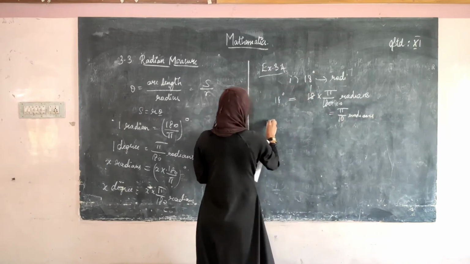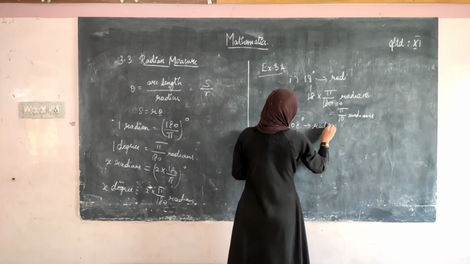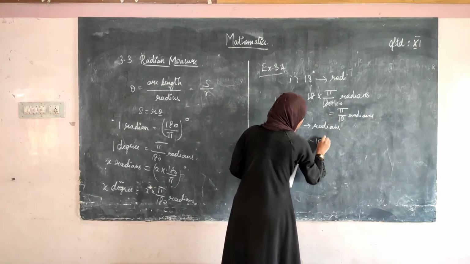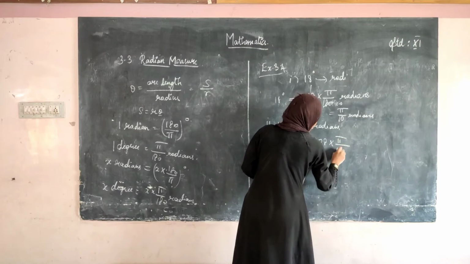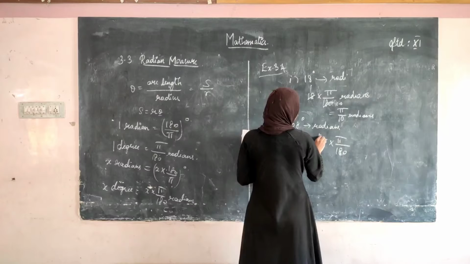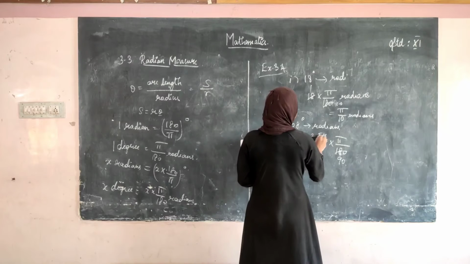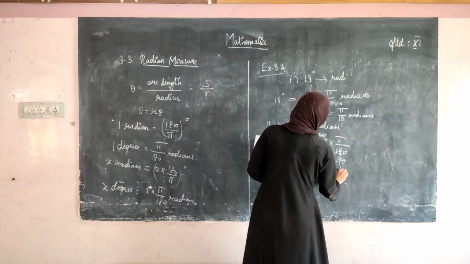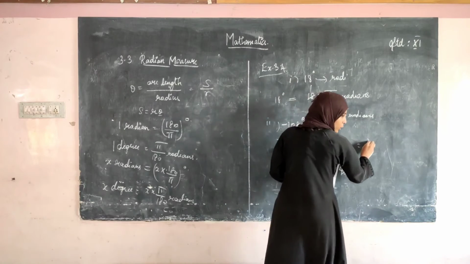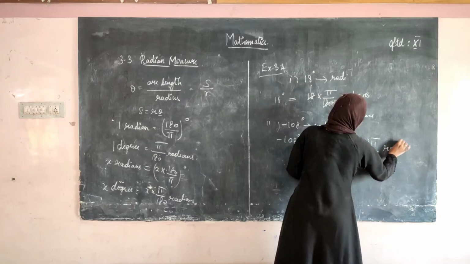And what about the second subdivision? The second subdivision is minus 108 degrees to radians. Therefore, minus 108 degrees is equal to minus 108 into pi divided by 180. Simplifying, this is equal to 3 pi divided by 5. Sorry, minus 3 pi divided by 5 radians.